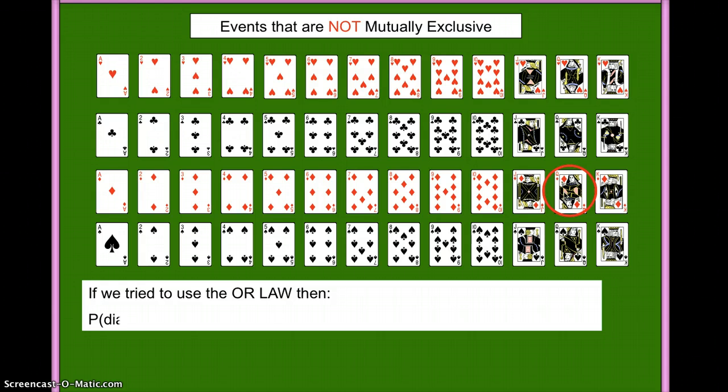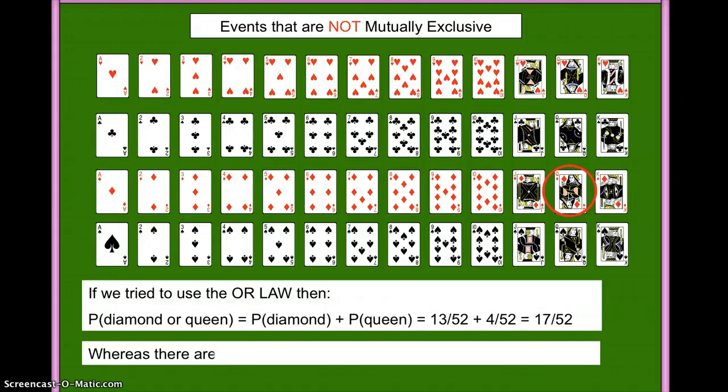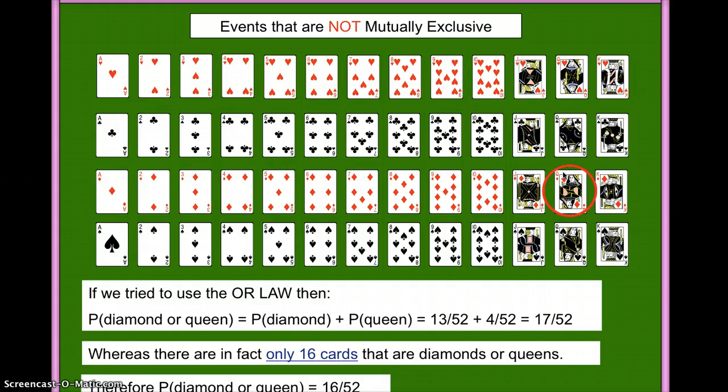If you try to use the "or" law, then what you will do is the probability of diamond plus the probability of queen. So you count the number of diamonds in the deck of cards: you will have 13 out of 52. And then you count the number of queens, and there are 4 queens here, so plus 4 out of 52, then your probability is 17 out of 52. In a not mutually exclusive event, this is not the case. You will count this queen, which is also a diamond, as 1. You will actually just have 16 cards and not 17 cards because this card is both a queen and a diamond. So the probability should have been just 16 out of 52.